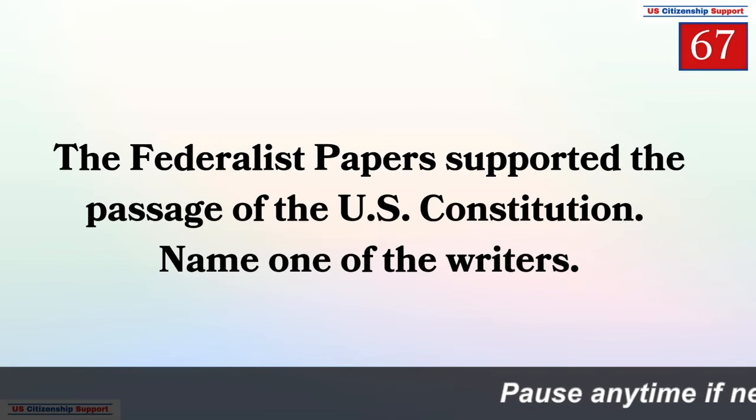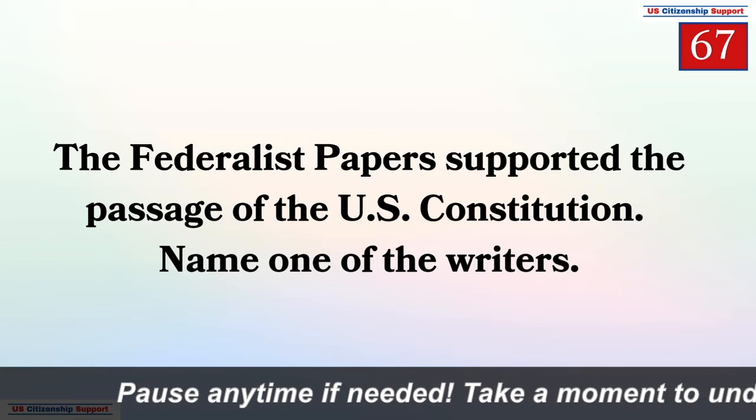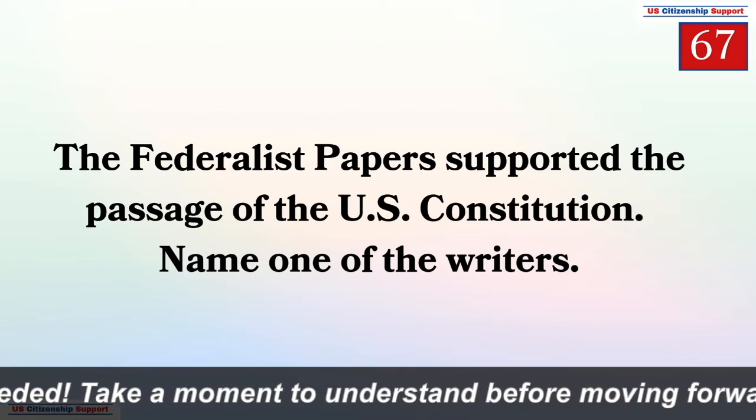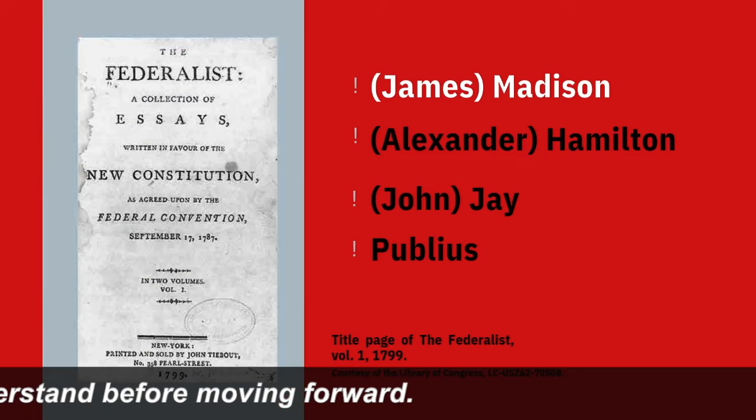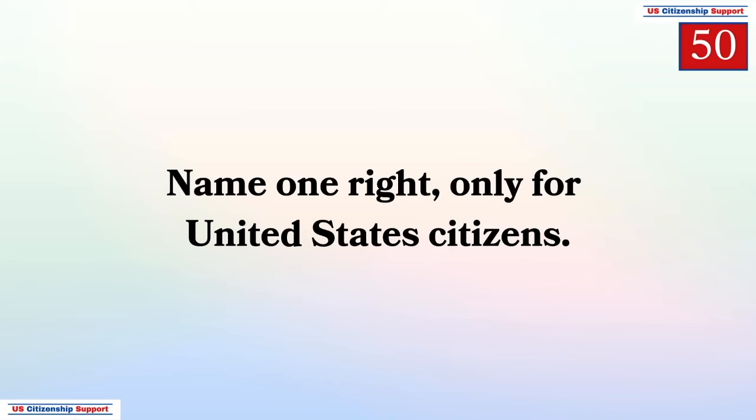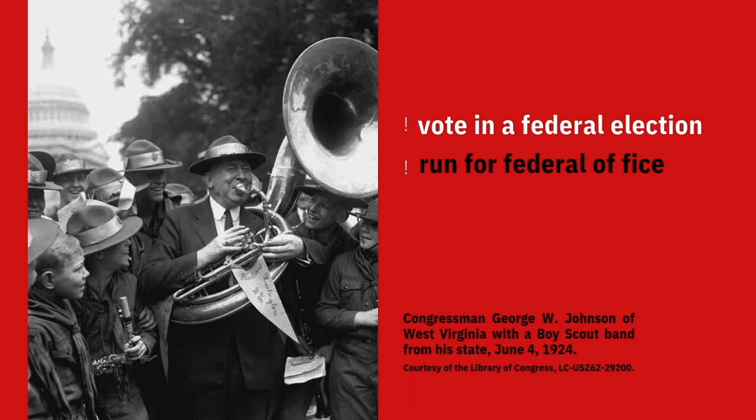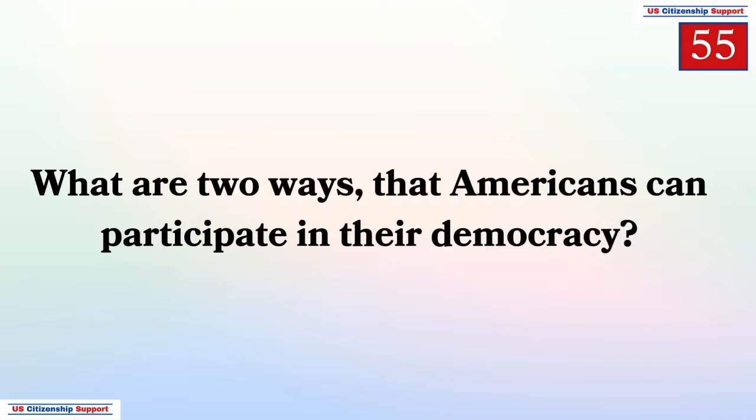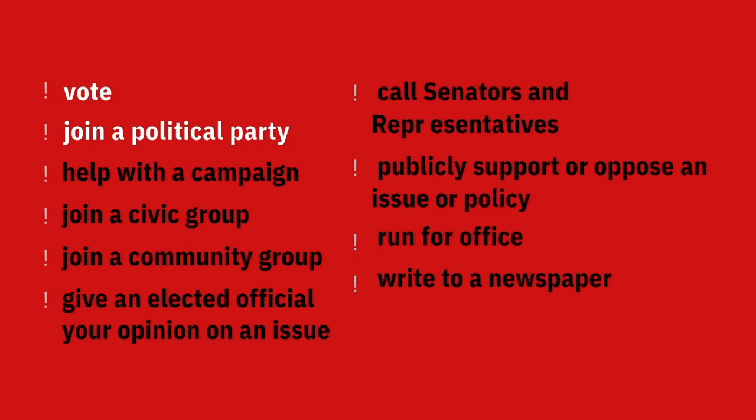The Federalist Papers supported the passage of the U.S. Constitution. Name one of the writers. James Madison. Name one right, only for United States citizens. Vote in a federal election. What are two ways that Americans can participate in their democracy? Vote. Join a political party.